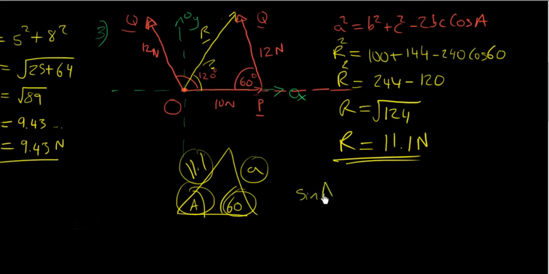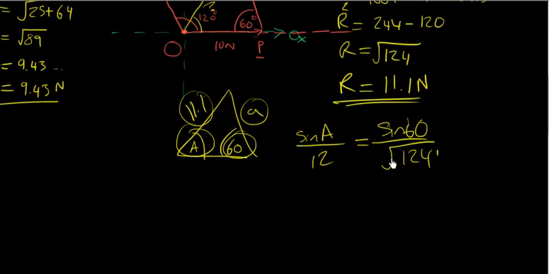So that would be sine of the angle that I want, which is A, divided by little a, which is 12, this 12 here, is equal to the sine of 60 divided by 11.1. But let's use the whole of the answer, so that would be root of 124. So then we would multiply by 12 both sides, and then we would do shift of A, and we would get the answer.